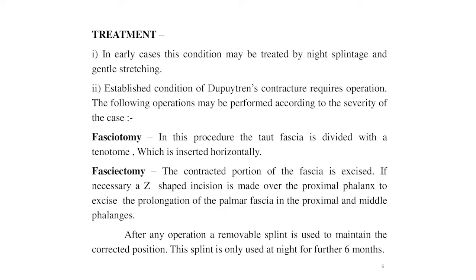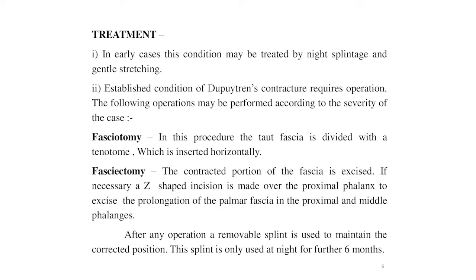In this condition, the fasciotomy is necessary. In this procedure, a taut fascia is divided with a tenotome which is inserted horizontally. The skin is carefully separated from the fascia and contracted bands are divided. This procedure is repeated in other places of the fascia using separate points of entry till all the contracted bands are divided. This operation can only be performed in early cases. Few surgeons claim good results.